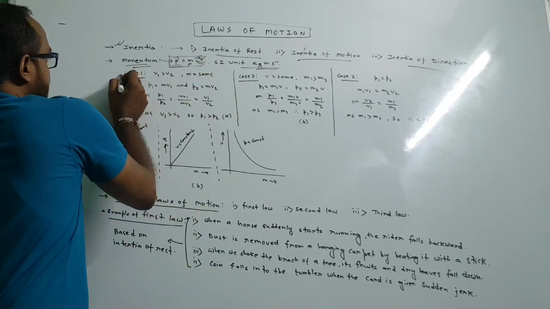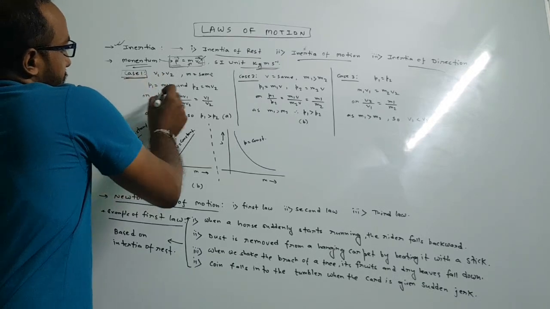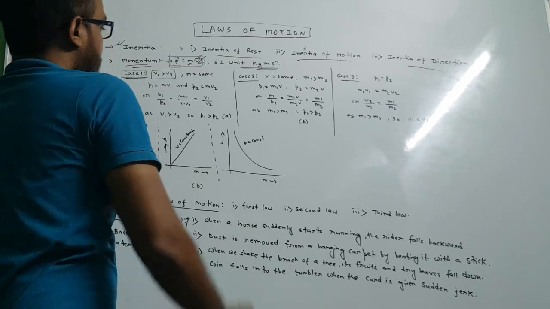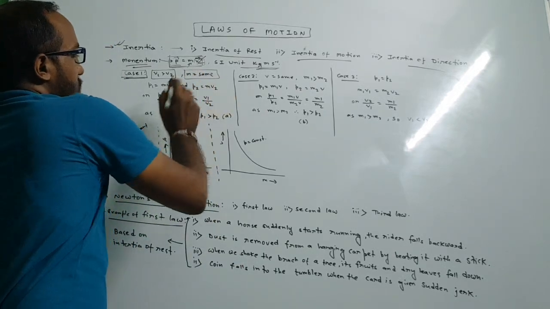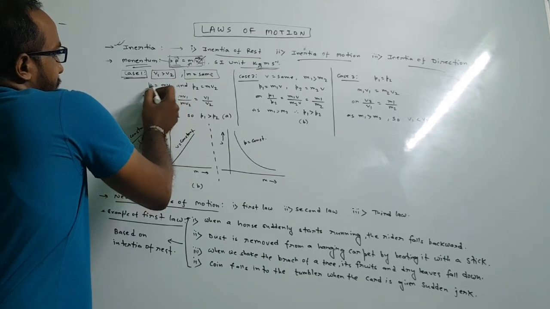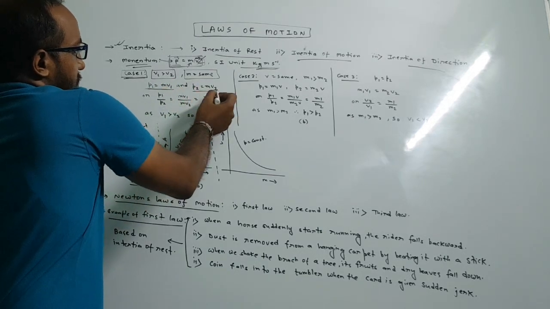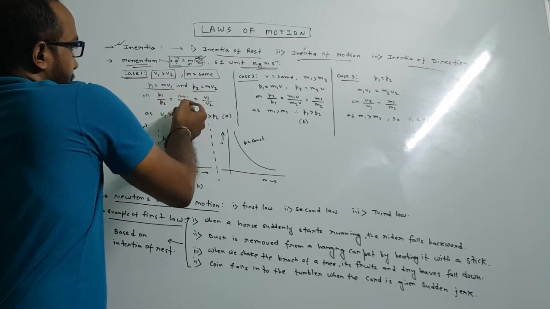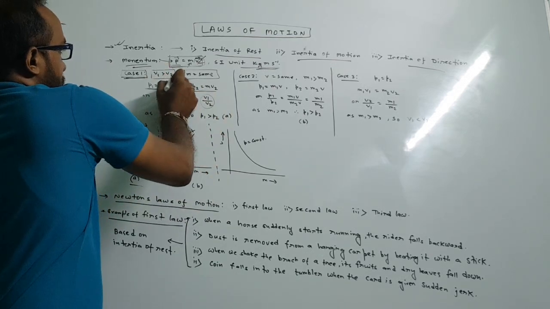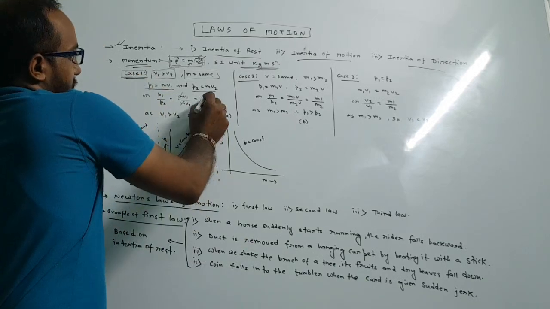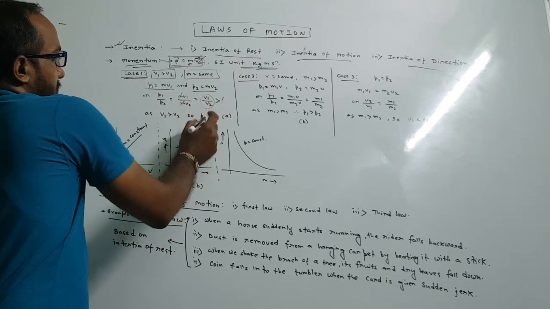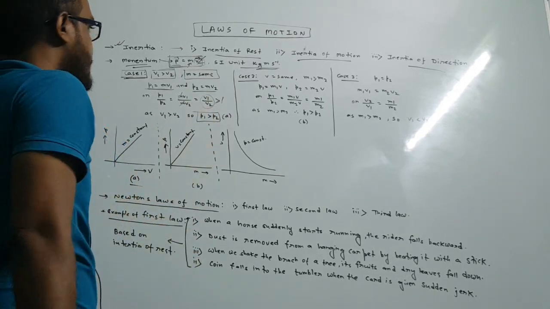So usually we have 3 cases. Case 1: if the velocity of one object is greater than another object, and we keep the mass of the 2 objects the same. So what would be the momentum? P1 would be m into V1 and P2 would be m into V2. Divide P1 by P2, mass and mass will cancel out, you will get V1 by V2. Now see, we have assumed that V1 is greater than V2. If V1 is greater than V2, that means this ratio is greater than 1. That means P1 is greater than P2.